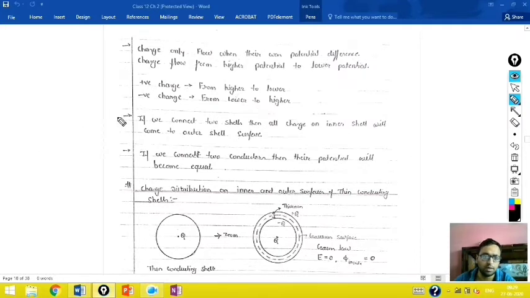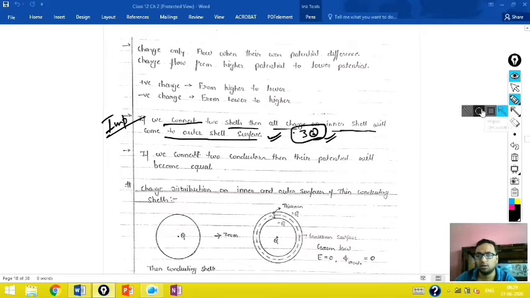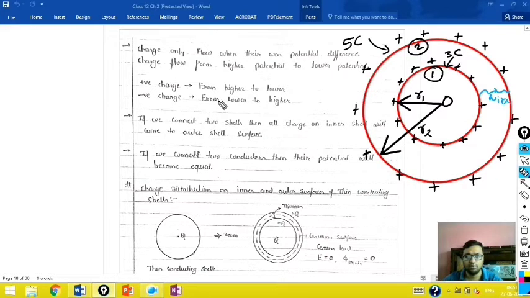Now the next property is very important, and this is also given in your NCERT in the form of a numerical. In the additional exercises you can see one numerical is given. If we connect two shells, then all charge on the inner shell will come to the outer shell, and you have to prove this. This may be asked as a 3 mark question, and it is a conceptual question and a very good problem.